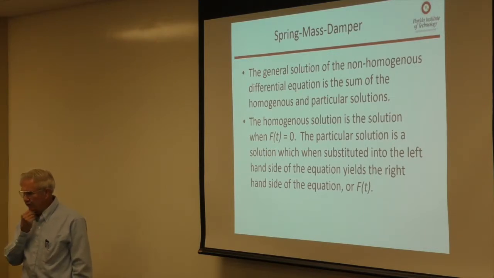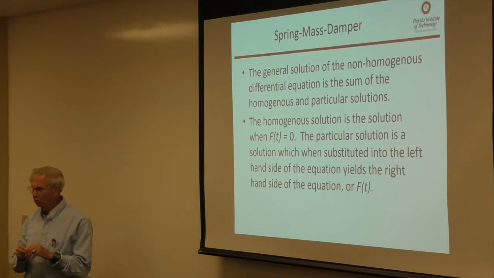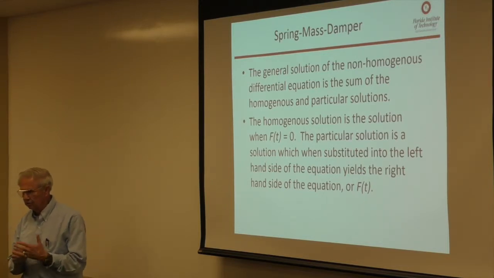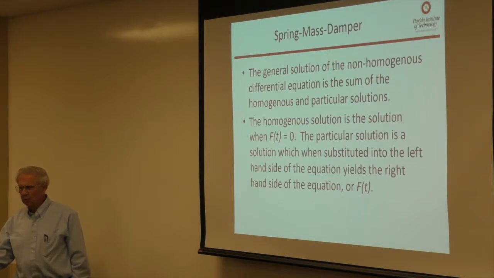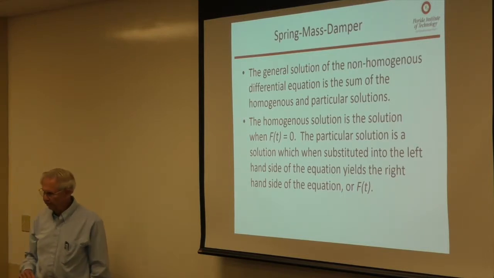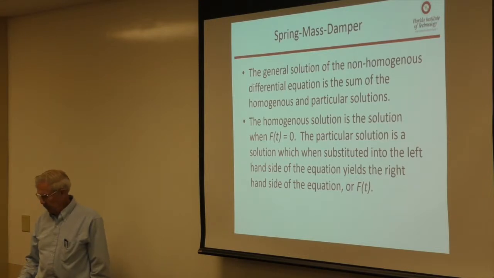And the general solution of the non-homogeneous differential equation is the sum of the homogeneous and particular solutions. And a homogeneous solution is the solution when F of t equals 0. And a particular solution is a solution that, when substituted into the left-hand side of the equation, yields the right-hand side of the equation.